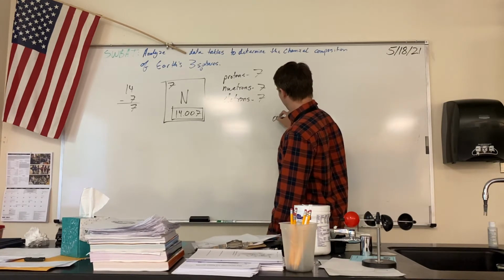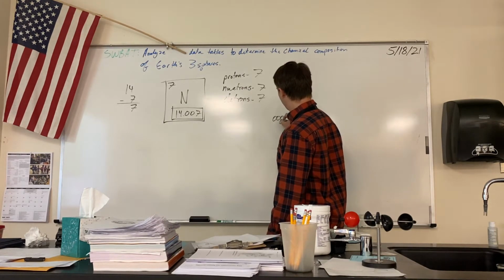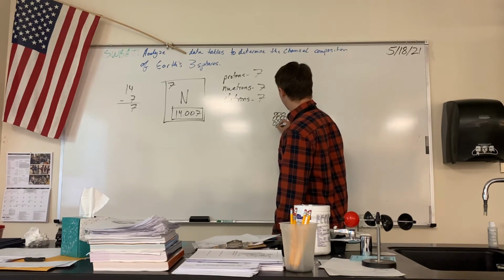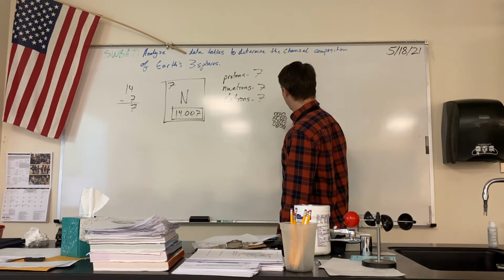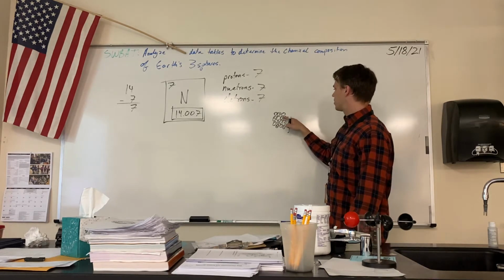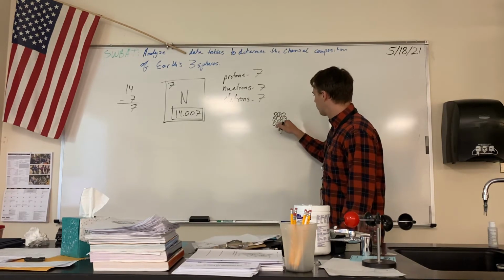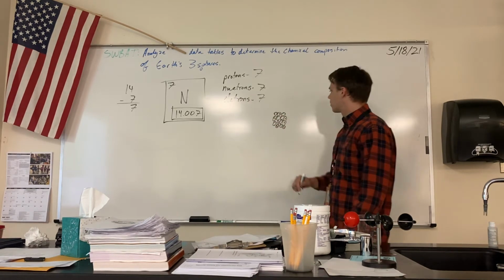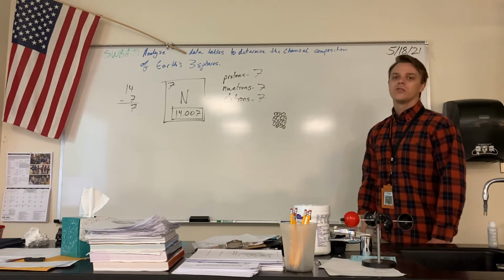So 1, 2, 3, 4, 5, 6, 7, 8, 9, 10, 11, 12, 13, 14. 7 of them will be protons. I'm just going to go every other one so that they're not too close to each other. 1, 2, 3, 4, 5, 6. Oh, sorry. 1, 2, 3, 4, 5, 6, 7. So I'm going to erase this one. Okay. So there's our nucleus.